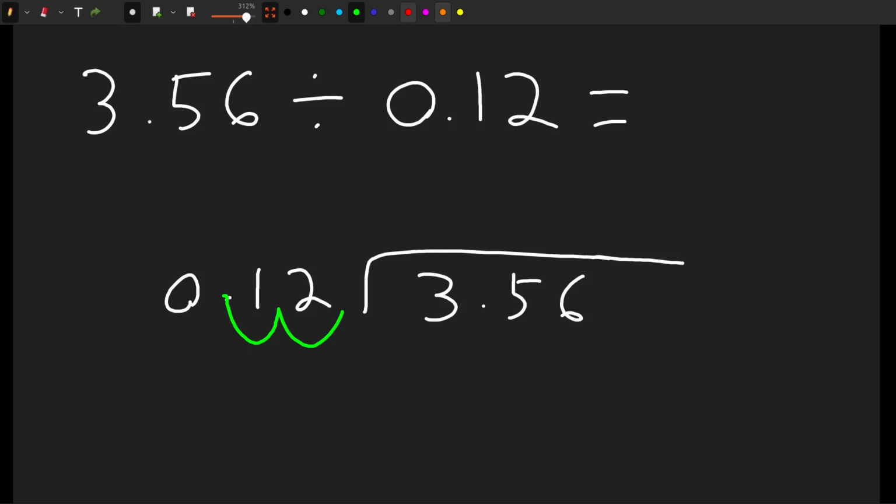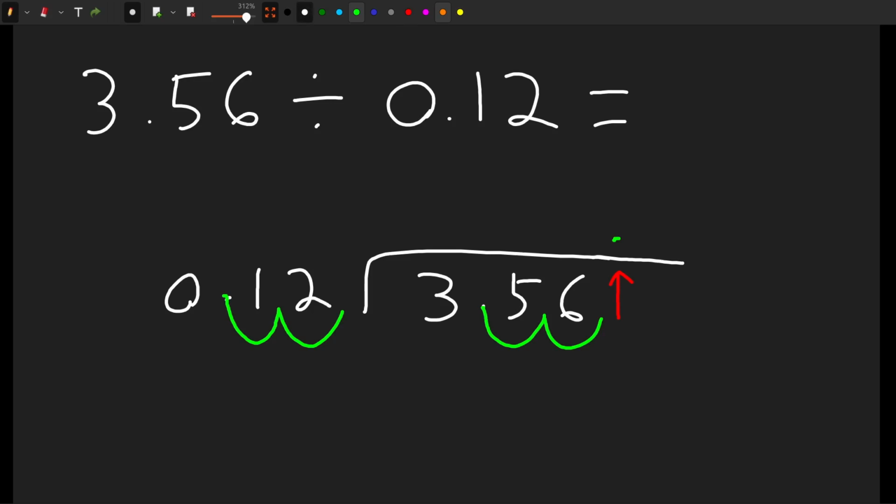Now, whatever we did on this side, we have to do the same thing on this side. And so we're actually going to move this decimal point over 2 times. And then the final result is that we're going to have a decimal show up right here in our answer. And it's going to go right above where our decimal point ended in 3.56. So it's going to hang out right there in green.